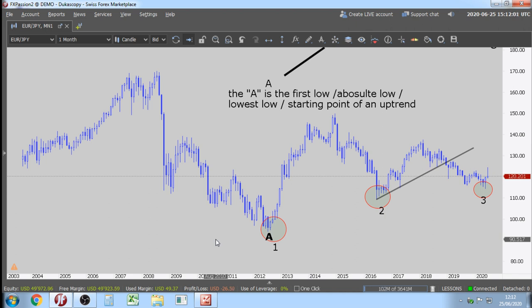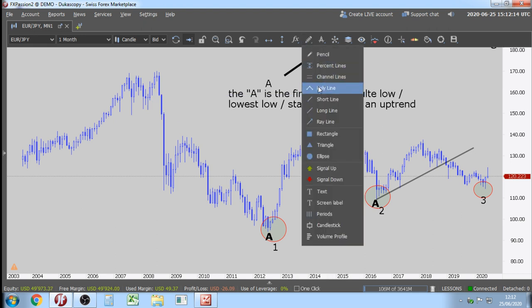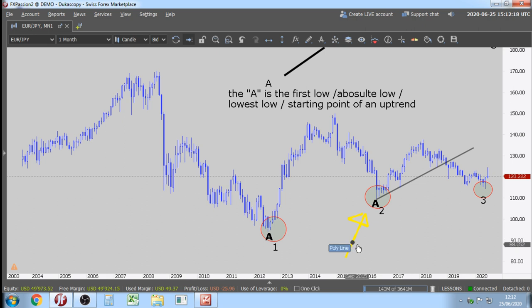Everybody, is number 2 an A? Am I breaking any rules if I put my A on number 2? Look at the rule. The A is the first low or absolute low or the lowest low and it's a starting point of an uptrend. Only one is the absolute low in this time frame, so there are no absolute lows. Christian, again, number one, it's an A, but the A does not need to be just the first low. The A can be an absolute low or the lowest low and it's going to be a starting point of an uptrend.